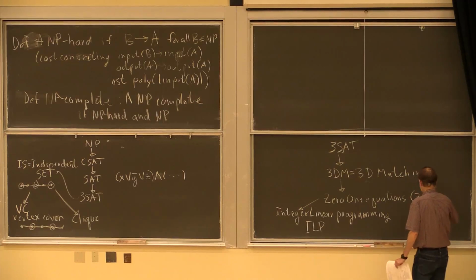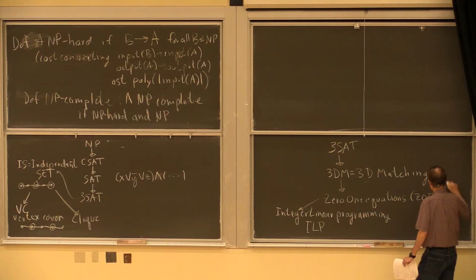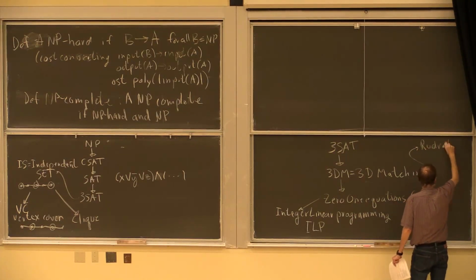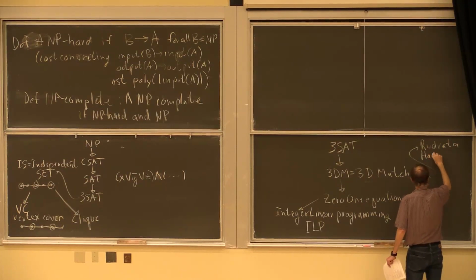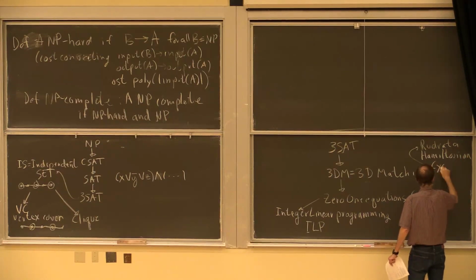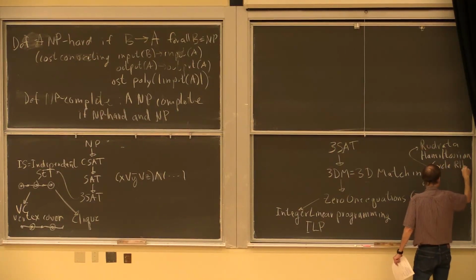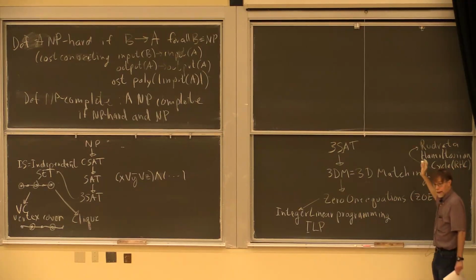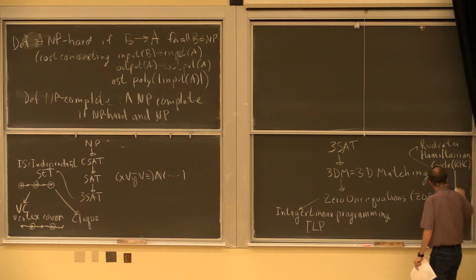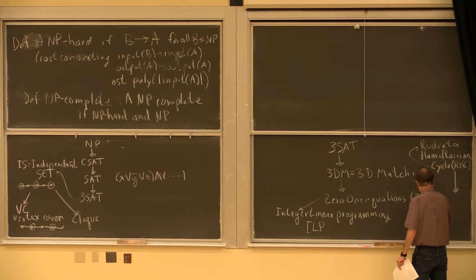And from here, I should have given myself some more space. So the next one we're going to do, let me go up here, is something called Rudrata Hamiltonian cycle, or RHC. So you're given a graph, and you want to know, is there a cycle that touches every vertex and comes back to the starting point? And that will finally turn into the traveling salesperson problem.